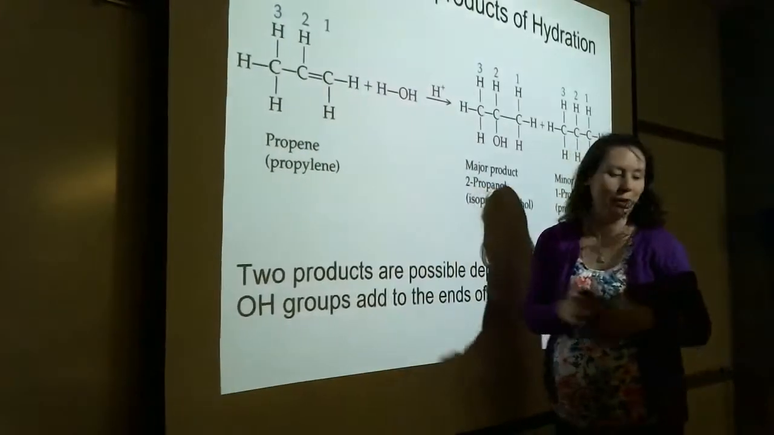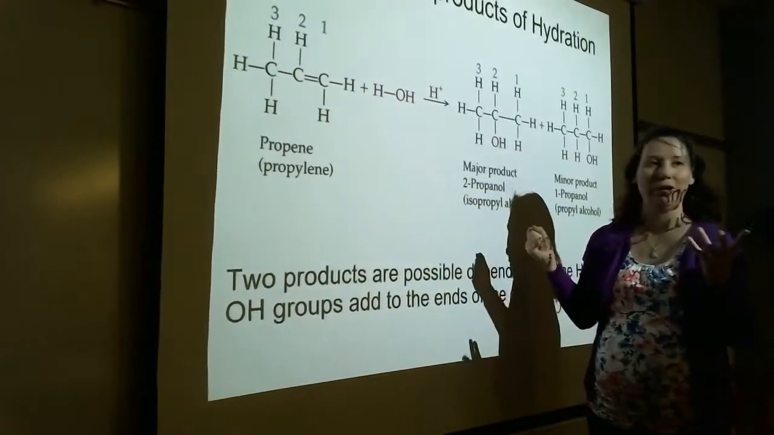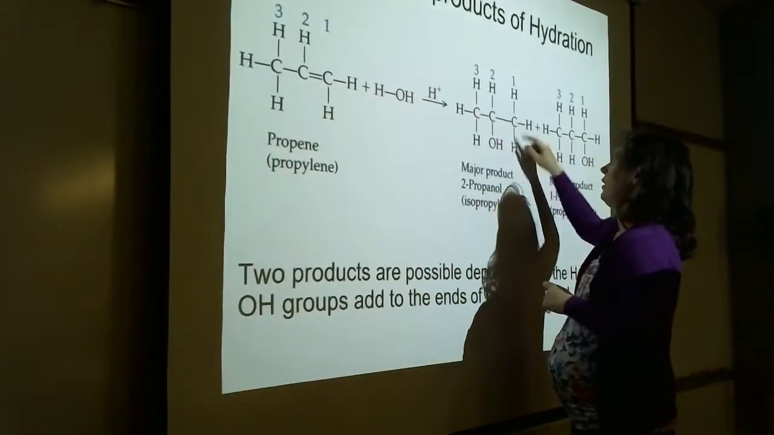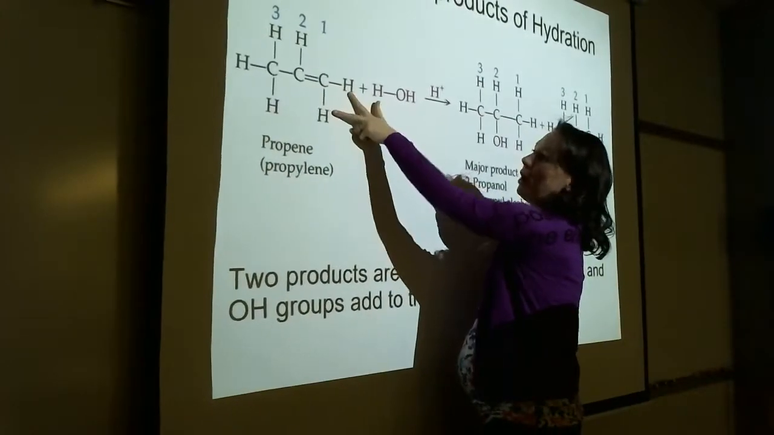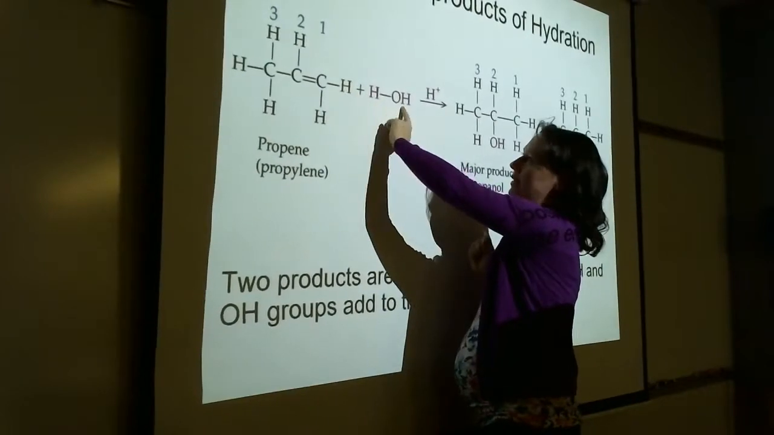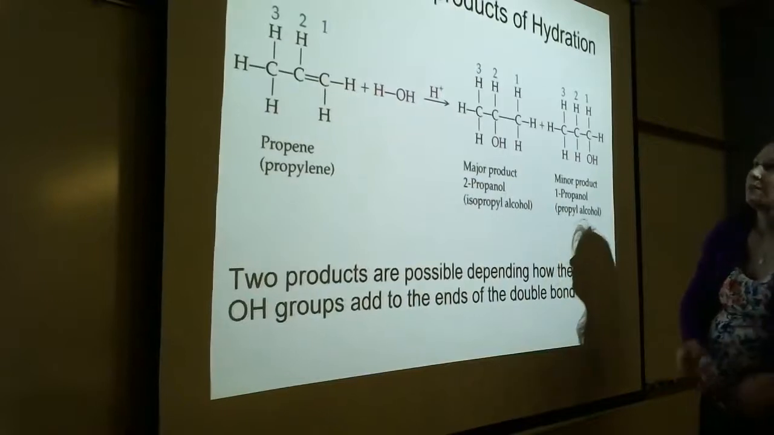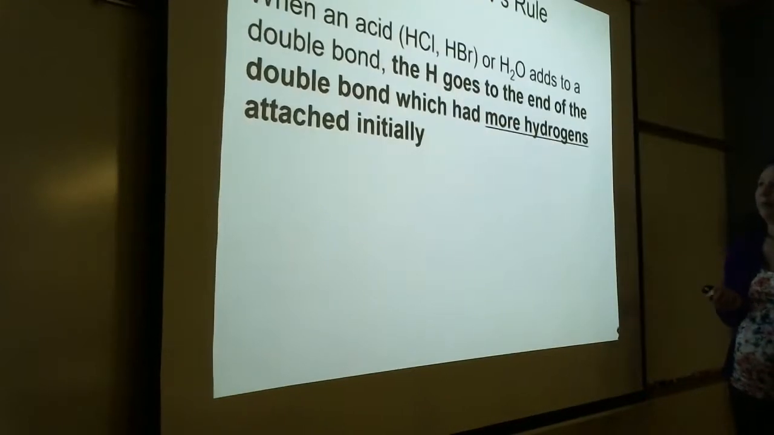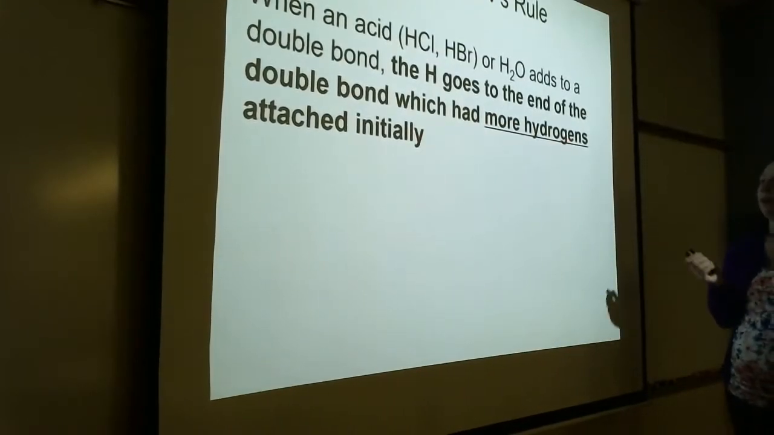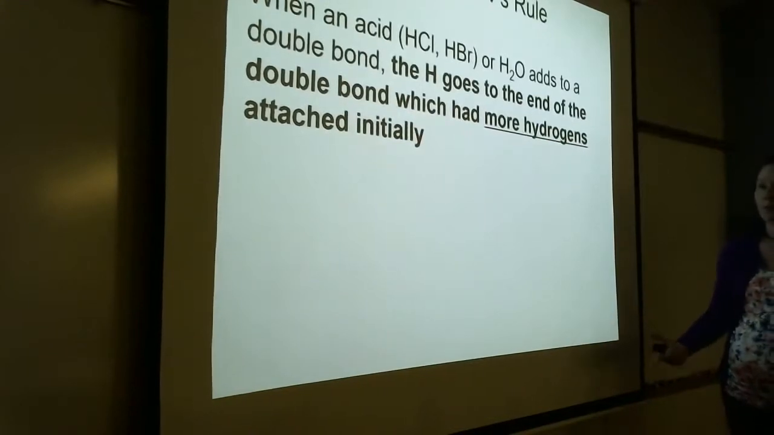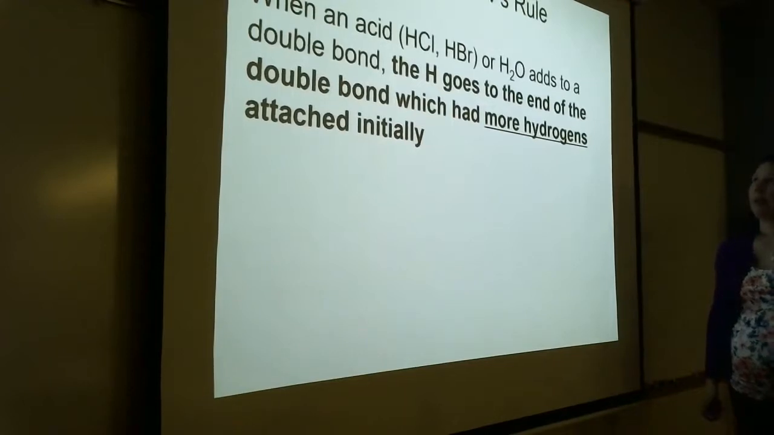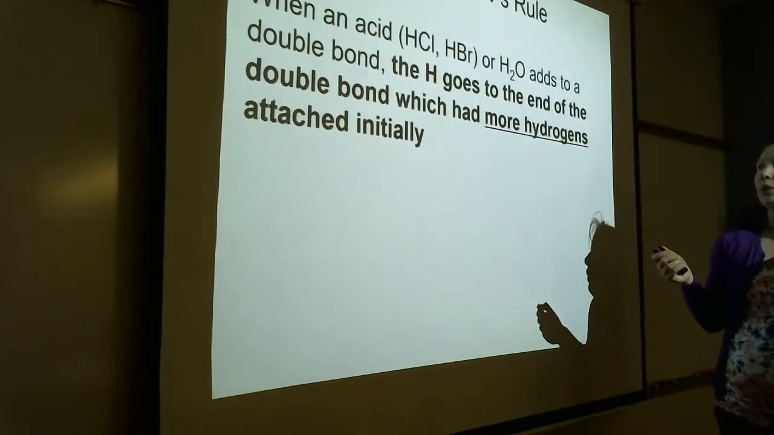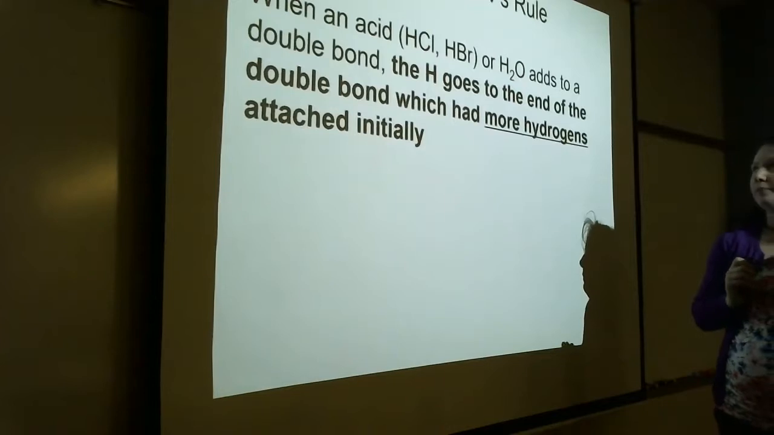So the easiest way to put it in layman's terms to describe Markovnikov's rule is that hydrogen wants to go be with its friends. The major product is the one where hydrogen goes to the carbon that had the most hydrogen initially, and that means OH goes to the other carbon. That's the observation, and this is the way your book puts it: hydrogen went to a specific end of the double bond, specifically the one where the hydrogens were most present. And this works for adding water, H2O. It's also going to work when we add acids, which we'll talk about in just a minute.